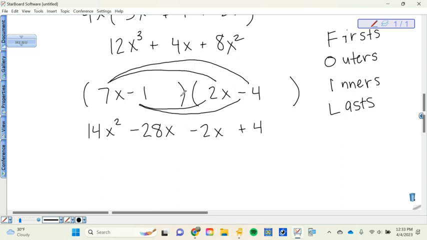Okay. And we're almost there. Do you see any like terms in this? Yes. So those outer terms and the inner terms are like terms. We can combine them together. What's negative 28 minus 2? Negative 30. So that's negative 30x. So that's my final answer, 14x squared minus 30x plus 4.